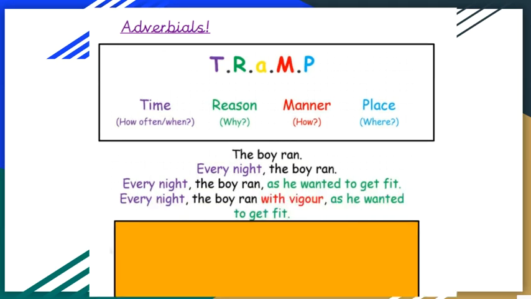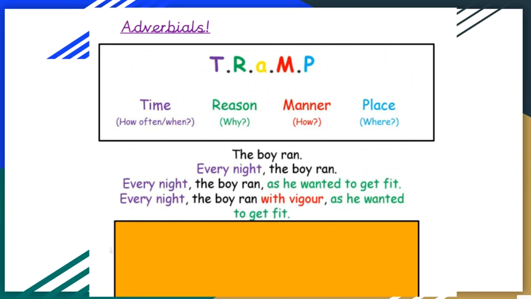Okay, now we can have: every night the boy ran with vigour as he wanted to get fit. So I've now added in the way in which he has run. I could have said the boy ran quickly, or the boy ran as fast as he could as he wanted to get fit.